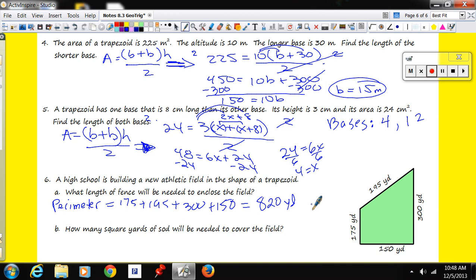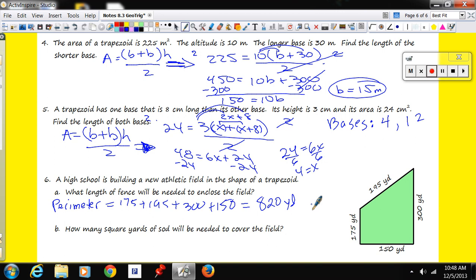So 820 yards. Now, fencing material is not just the chain link, but you'd have to buy posts, cap, hooks that hold it on, and all kinds of stuff that you'd have to buy. But that's how much yards, not square yards, just yards that you'd have to cover.